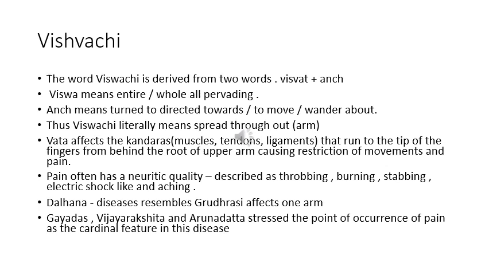Dalhana has considered this disease to resemble Gridhrasi of one arm, as it affects one arm. In Gridhrasi it is one leg, and here it is one arm. Gayadasa, Vijayarakshita and Aranatha in all their commentaries have stressed the occurrence of pain as the cardinal feature in the disease. All these commentators have mentioned it like that, but the Acharyas have mentioned only Bahu Karmakshayakara, or loss of movement or loss of function of the arm.